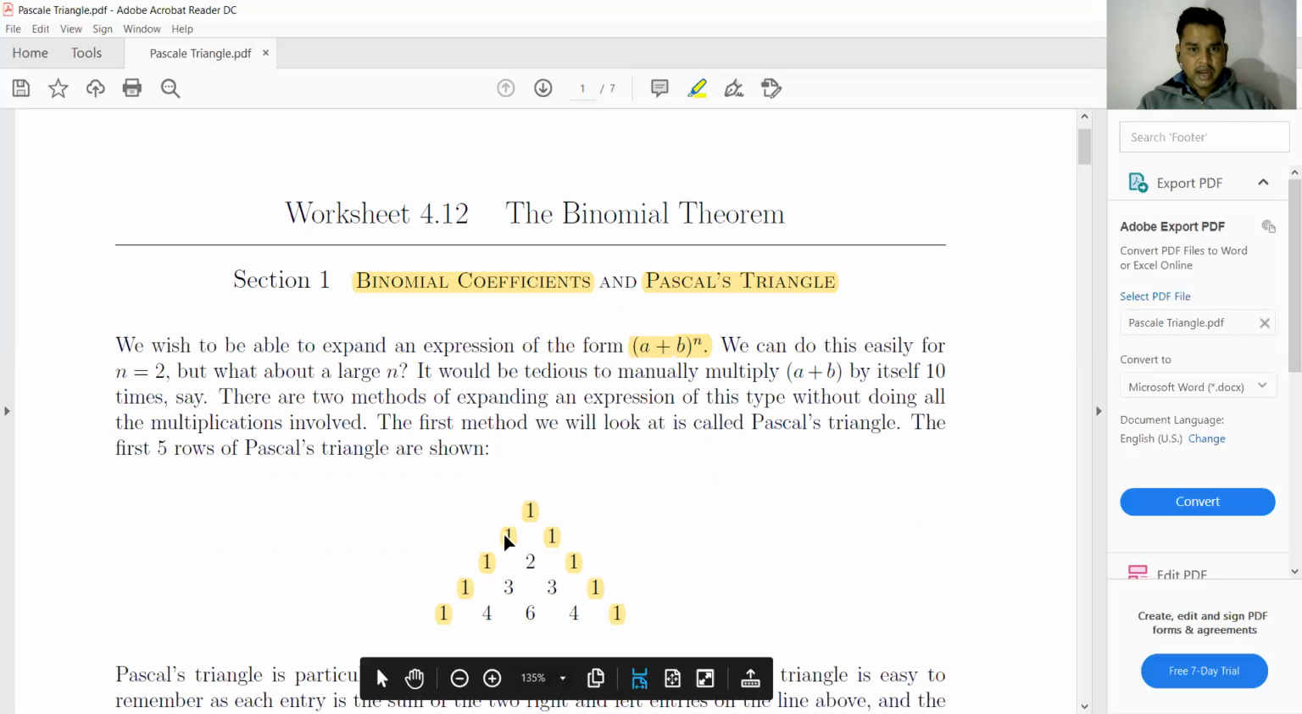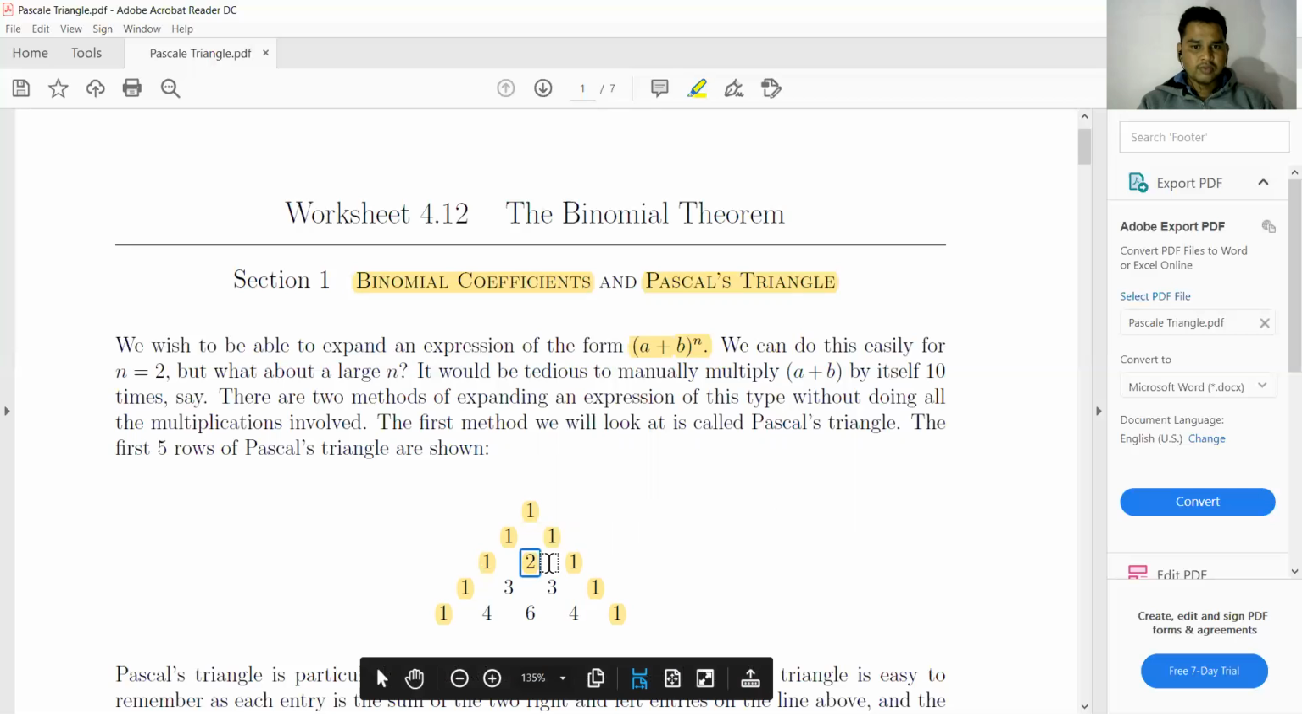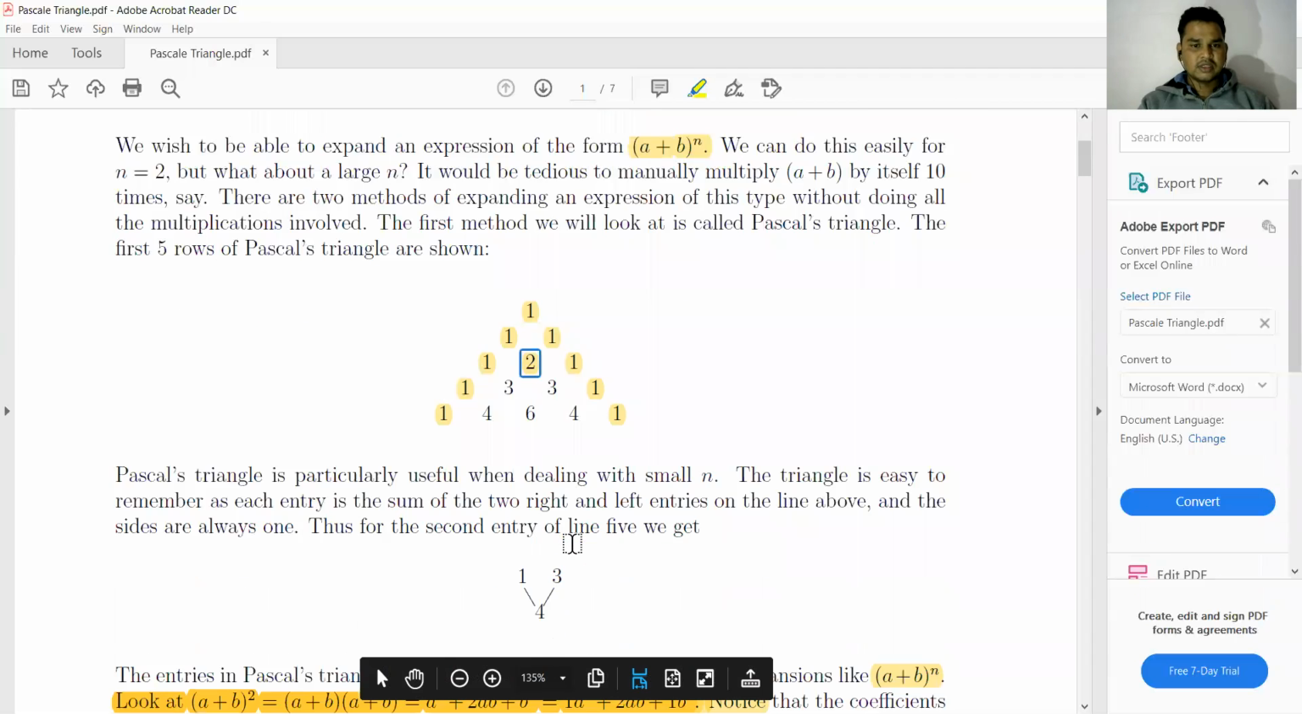And here the addition of these two numbers is nothing but this number, and this is 2. This is 2. Now here the addition of 1 plus 2 is 3. Addition of 2 plus 1 is 3. Now the addition of 1 plus 3 is 4. So how does this work? Actually, this works in this example.